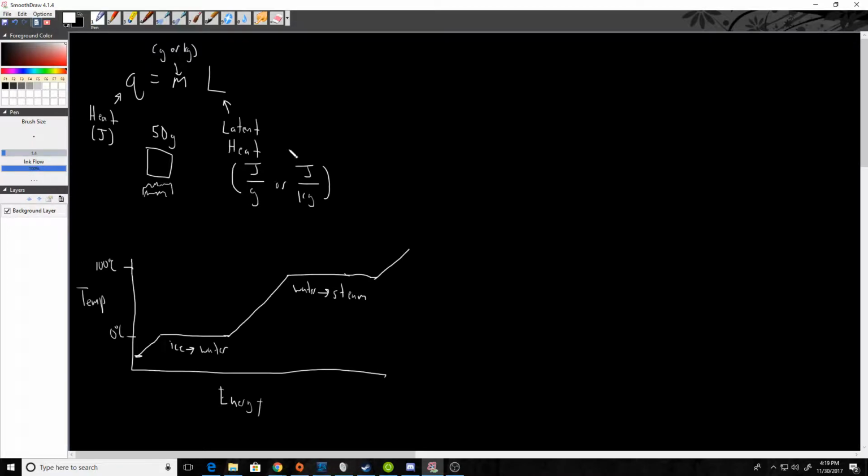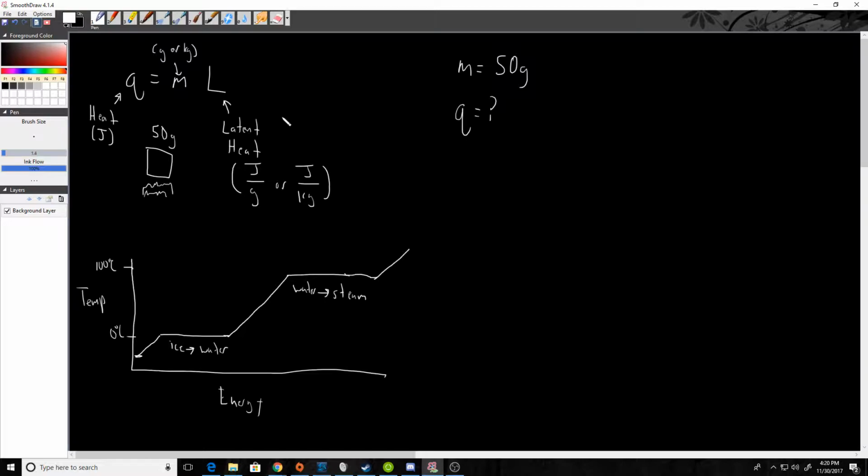So let's come back up here. We said that we had an ice cube with a mass of 50 grams, and we wanted to know how much heat energy is needed to turn it into water. Capital L is something that you're going to find off of some reference materials. You can find it online. To further complicate it, there are two of these.